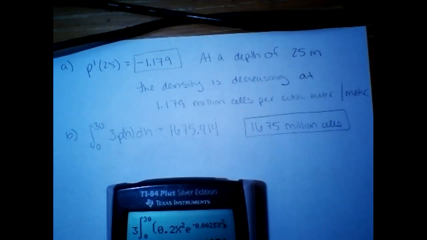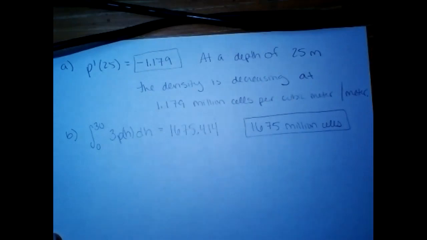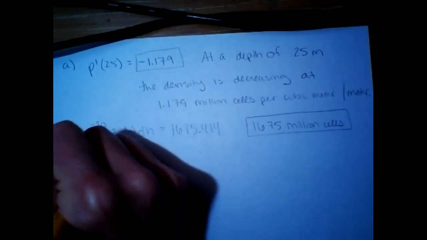So in that column of water that's going down to a depth of 30, the cross sections were 3, gosh, what was it, 3 square meters. So we've got 1,675 million cells in that amount.